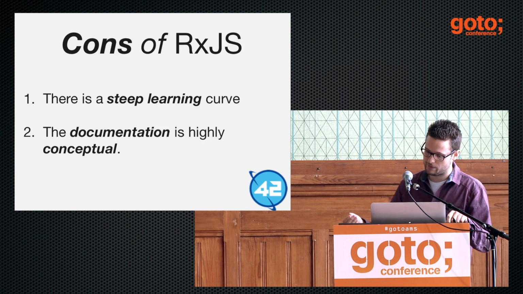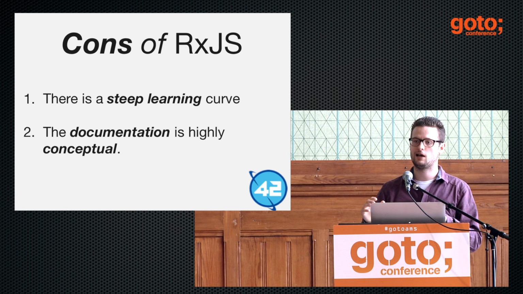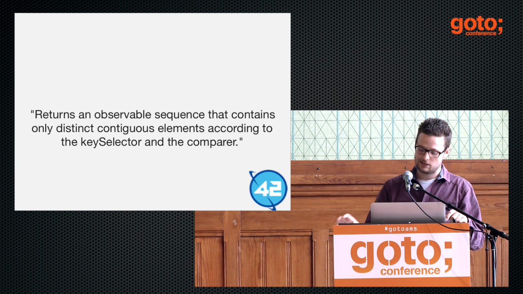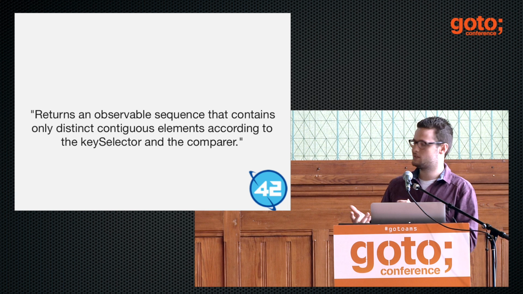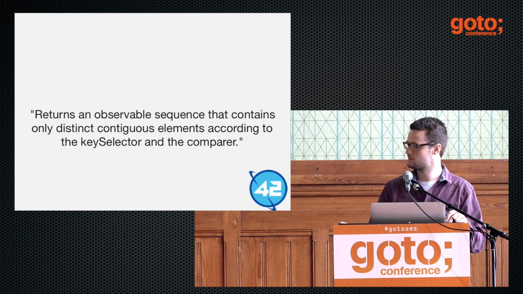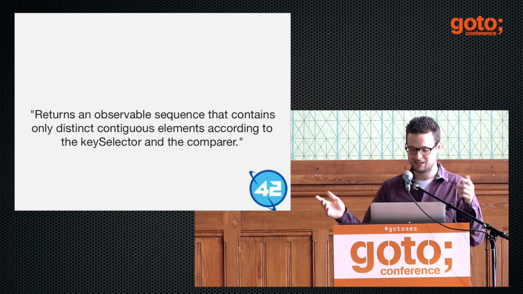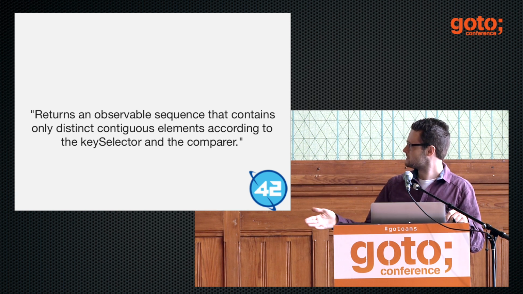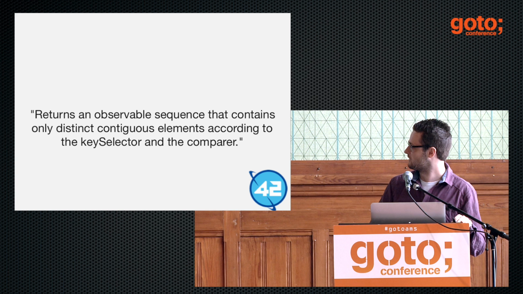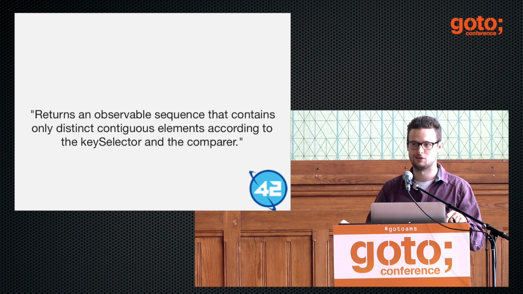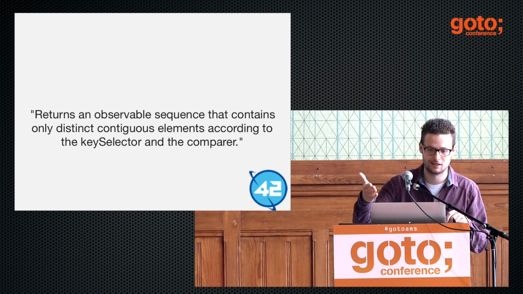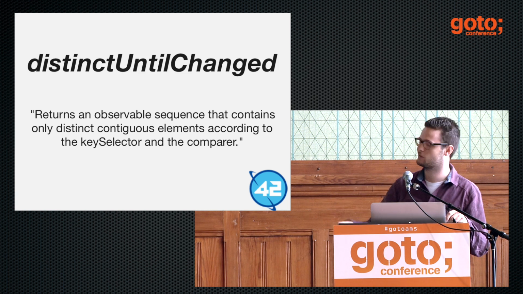The second con is that the documentation is very highly conceptual. What I mean by that is that sometimes the documentation reads like someone's thesis project. It's really very high and abstract. So in this case: returns an observable sequence that contains only distinct contiguous elements according to the key selector and comparer. So what's a key selector? What's a comparer? Contiguous elements. Does anyone have a clue what this operator is? The description for this operator? Yeah, exactly. This is distinctUntilChanged.